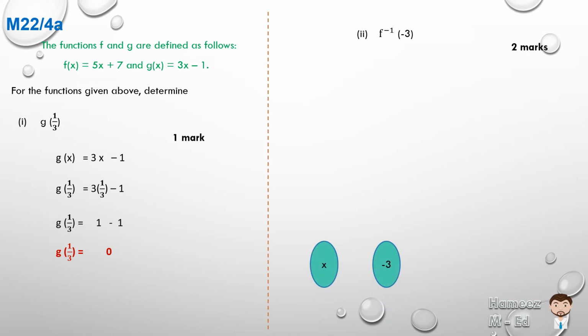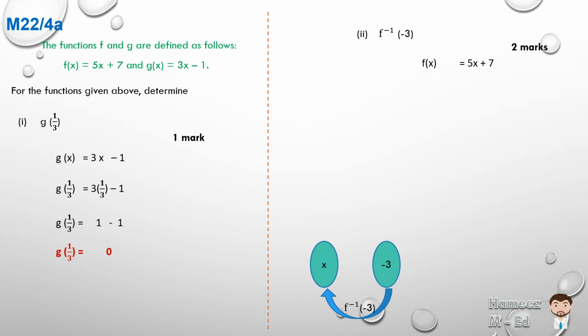And what is it they're really asking us? They're saying that we have minus 3 and we want to find the inverse function of that. So we want to find the x value, which is in the domain, which when we apply a function to it will give us minus 3. So we're kind of working backwards. So f of x is equal to 5x plus 7. So we want to find f inverse x. So what do we do? We make x the subject of the formula.